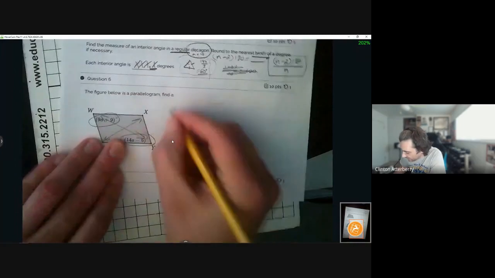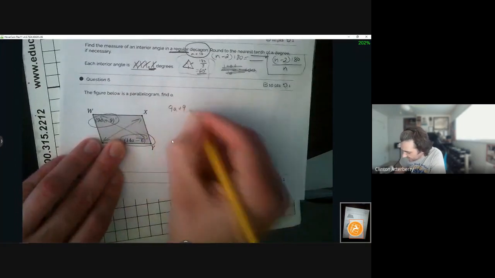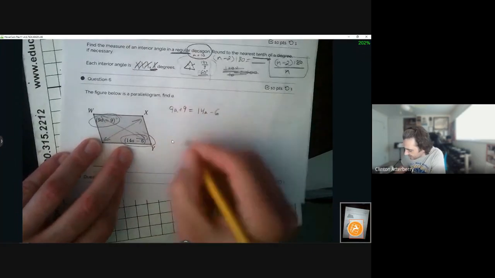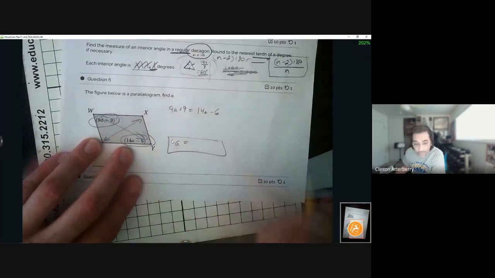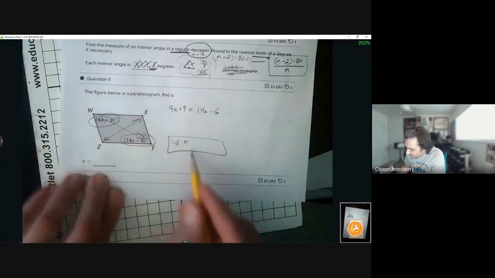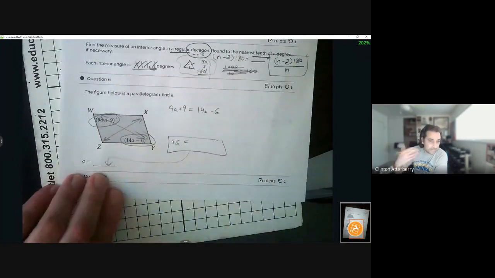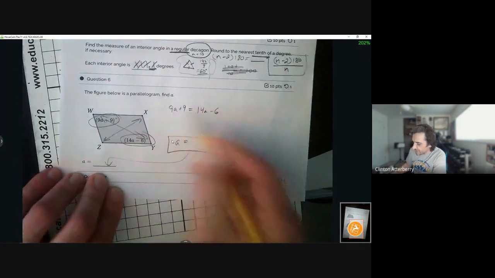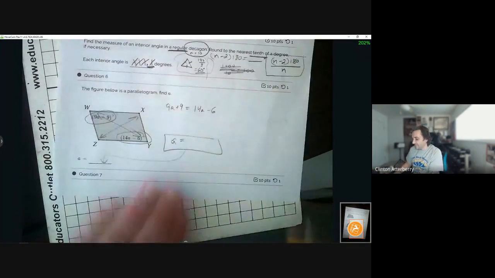On this one, I would say 9a plus 9 is equal to 14a take away 6, and I would solve to get a using some algebra. If you struggle with the algebra, use a website that has an algebra solver. Plug this stuff in. This side equals that side, and solve it.